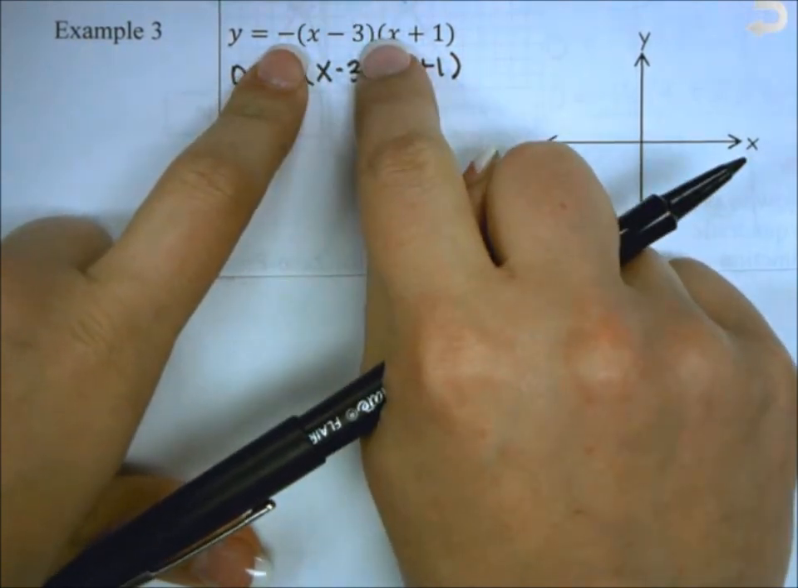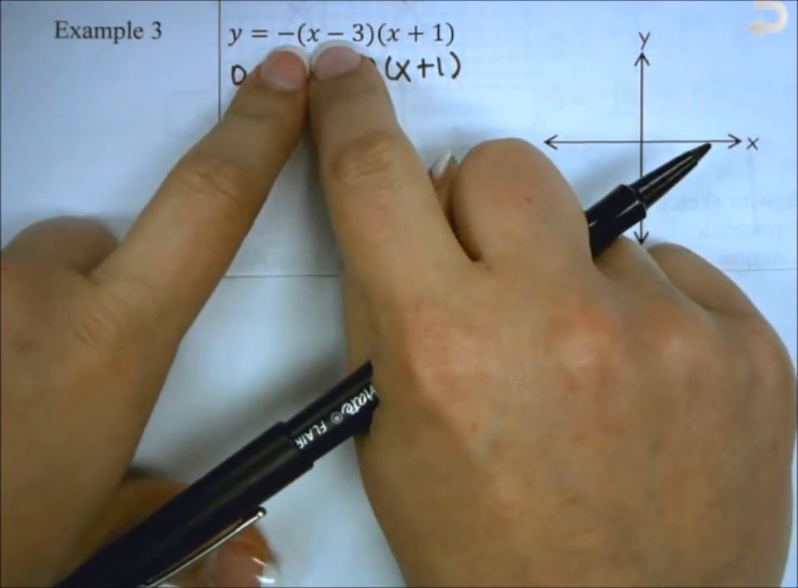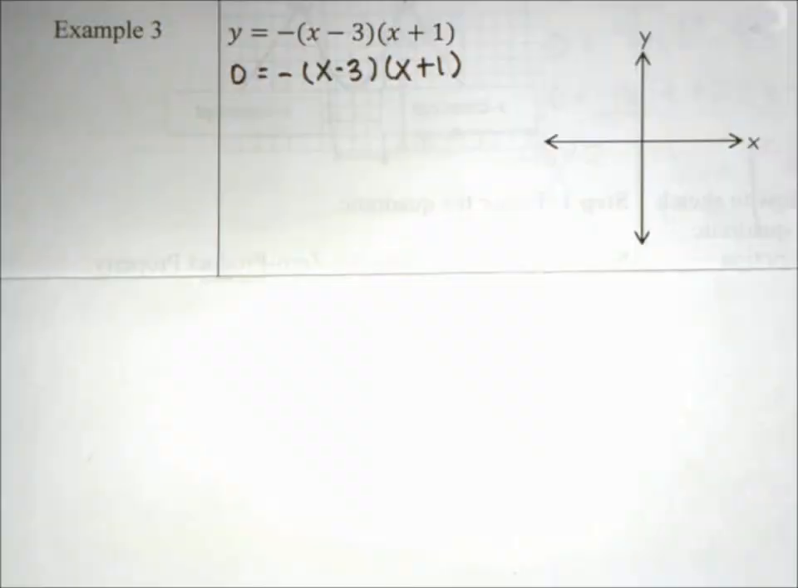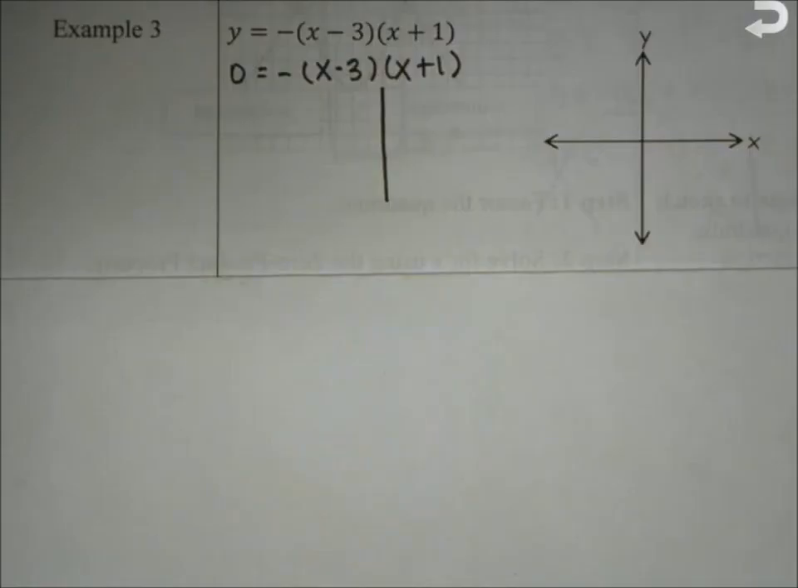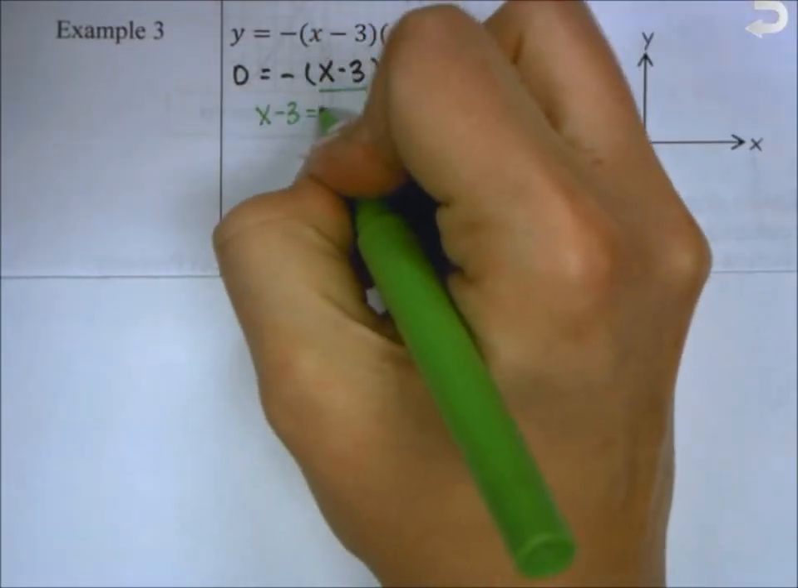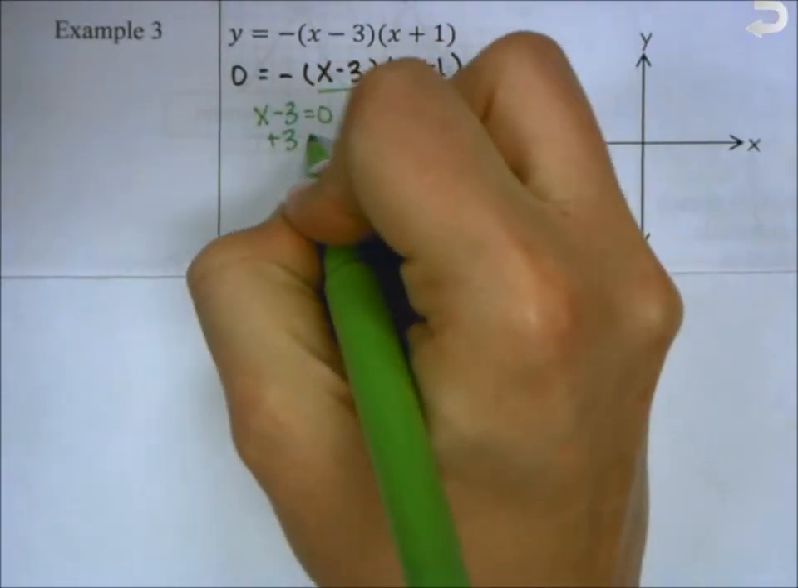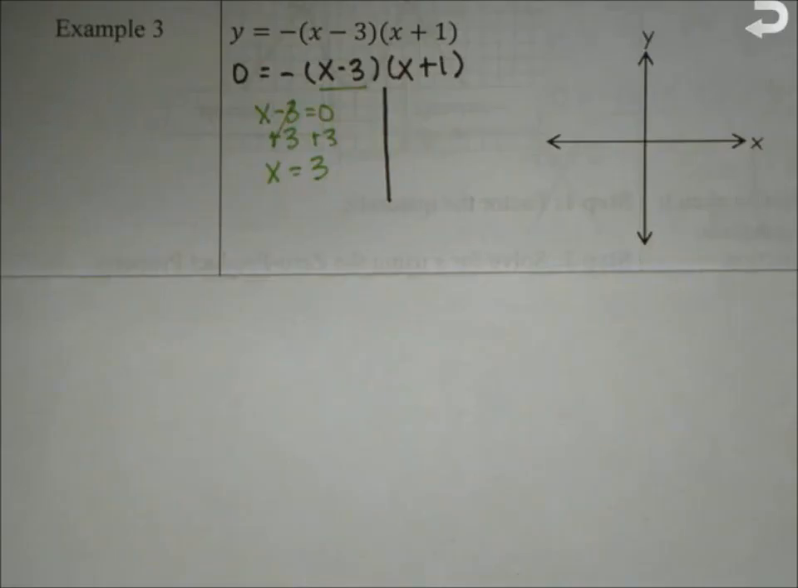So the first thing we have to do is just set each of those factors equal to 0. So I'm going to let x minus 3 equal 0. And I add 3 to both sides, and I get x equals positive 3. And then I'm also going to let x plus 1 equal 0. So I subtract 1, and I get x equals negative 1.